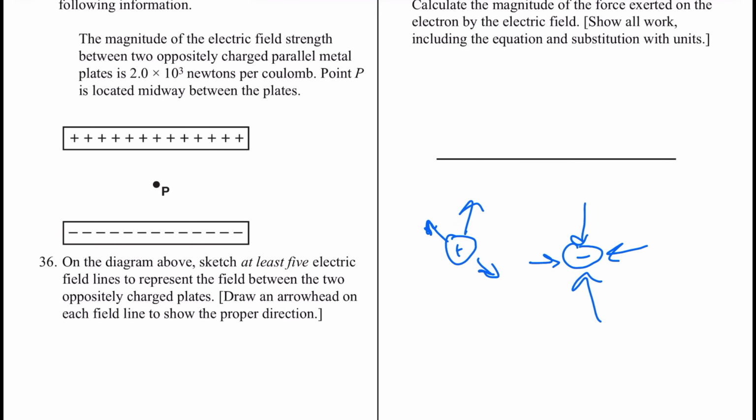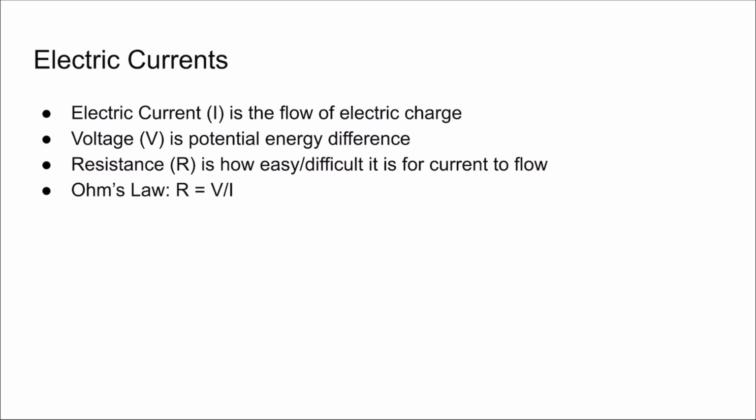So same thing here. We're going to draw straight lines in the middle, and it's going from positive to negative because positive gives and then negative takes. So this is how the arrows are going to point. And then when we go outwards like this, we're just going to curve. And this is perfect.